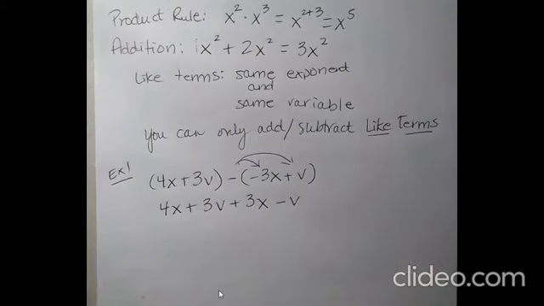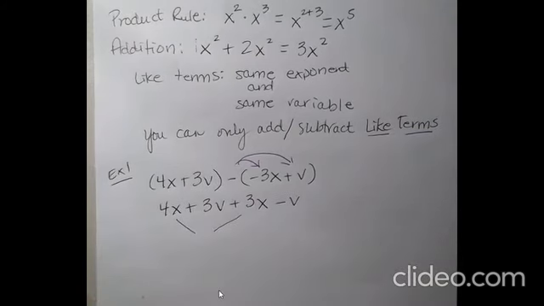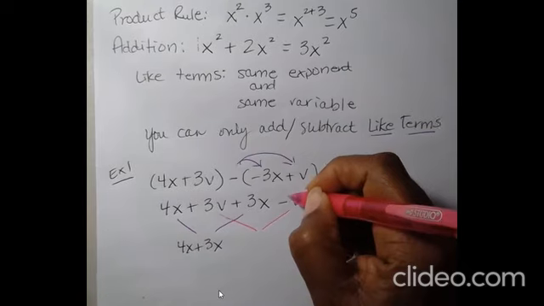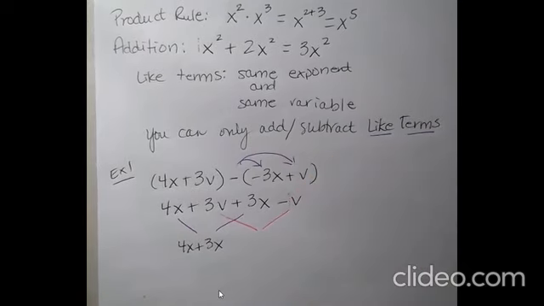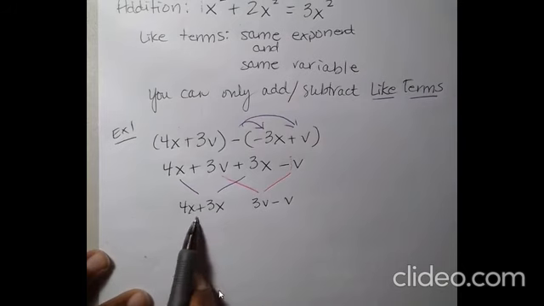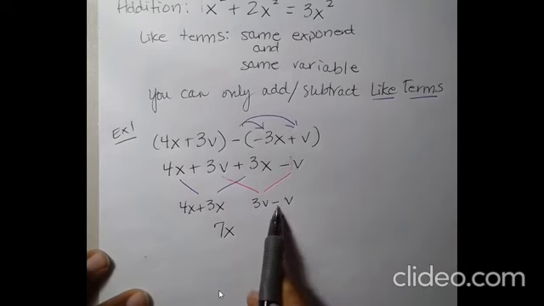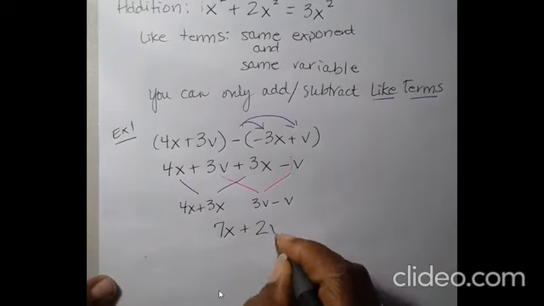Now let's look at what are the like terms. Well, 3x and 4x are like terms. And the 3v and negative v, which is an invisible 1 here, are also like terms. 3v minus v are like terms. So when we combine these, we can only combine the things that have the same variable. Here, same variable. 4x plus 3x is 7x. 3v minus v is a positive 2v.